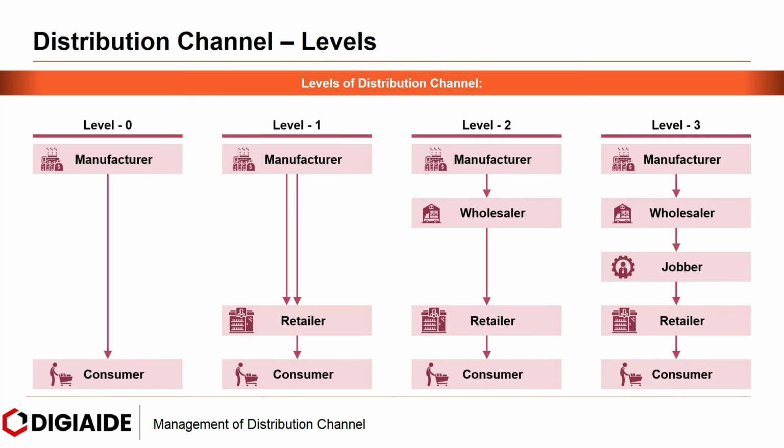These are the levels of distribution channel. The first diagram on the left is level 0 because goods are sold directly from the manufacturer to the consumer. This is also known as direct selling. Next is level 1 where we have one intermediary, that is a retailer, between the manufacturer and the consumer. Level 2, we have 2 intermediaries. From the manufacturer, the products go to the wholesaler, then to the retailer and consumer. And level 3 has 3 kinds of intermediaries: wholesaler, jobber and retailer.